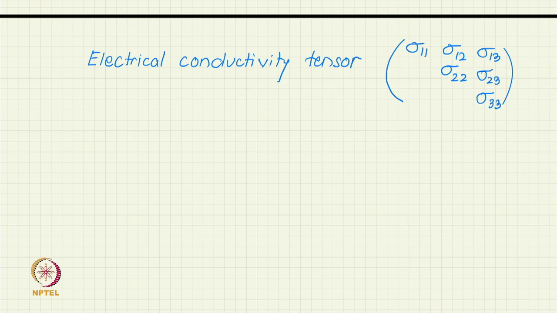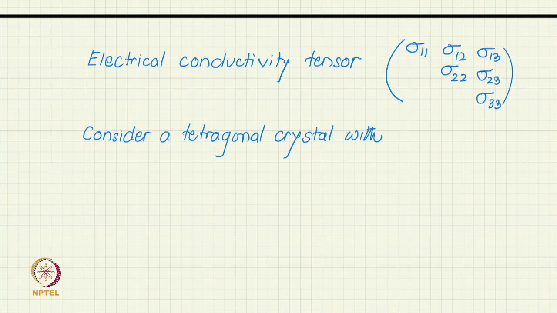So, it requires 6 independent components, but will all these 6 components always be required, or are they affected by the symmetry of the crystal? So, let us consider for our crystal a tetragonal crystal, and let us consider the simplest point group, point group 4. Point group 4 means the crystal has a 4-fold axis, which is usually taken as its z axis.